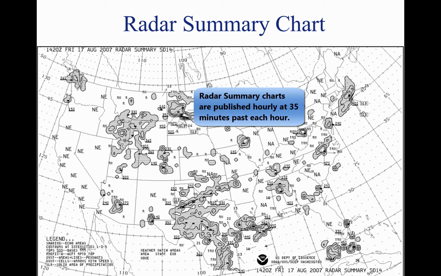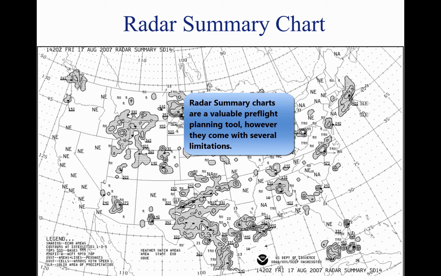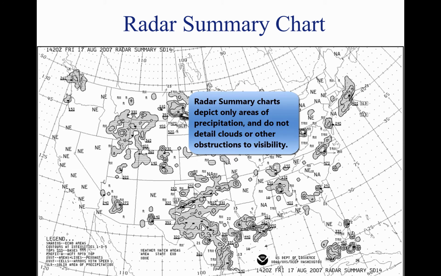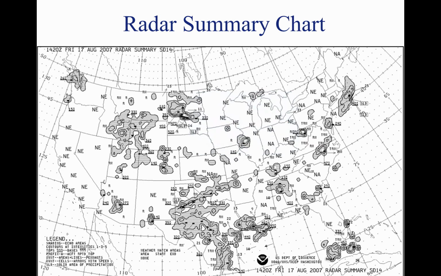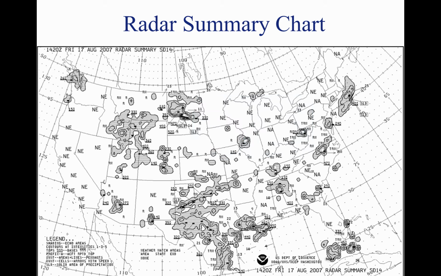The chart is published hourly at 35 minutes past the hour. It displays areas of precipitation as well as information regarding the characteristics of the precipitation. The radar summary chart is a valuable tool for pre-flight planning. It does, however, contain several limitations for the usage of the chart. This chart depicts only areas of precipitation. It will not show areas of clouds and fog with no appreciable precipitation, or the height of the tops and bases of the clouds. Radar summary charts are a depiction of current precipitation and should be used in conjunction with the current METAR and weather forecasts.